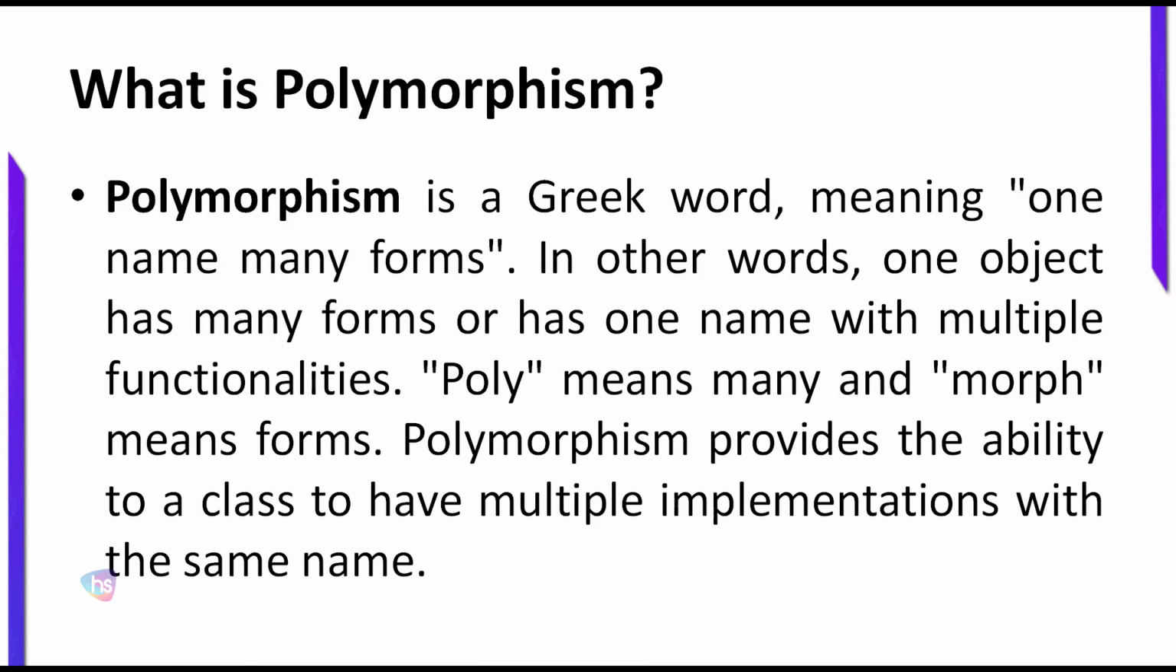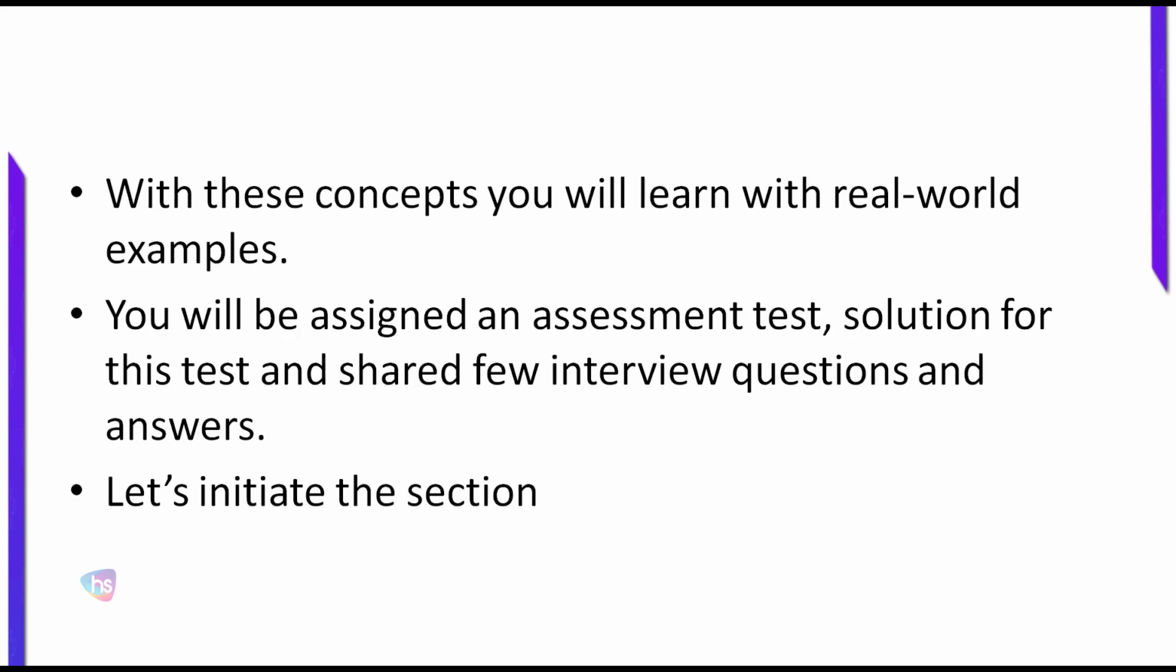And what is polymorphism? Polymorphism is a Greek word meaning one name, many forms. In other words, one subject has many forms, or has one name with multiple functionalities. Poly means many and morph means forms. So polymorphism provides the ability for a class to have multiple implementations with the same name.